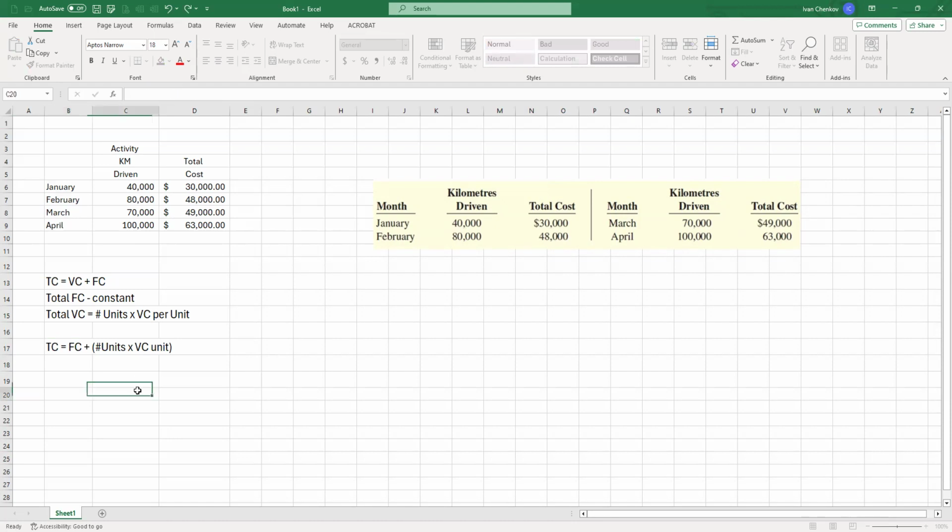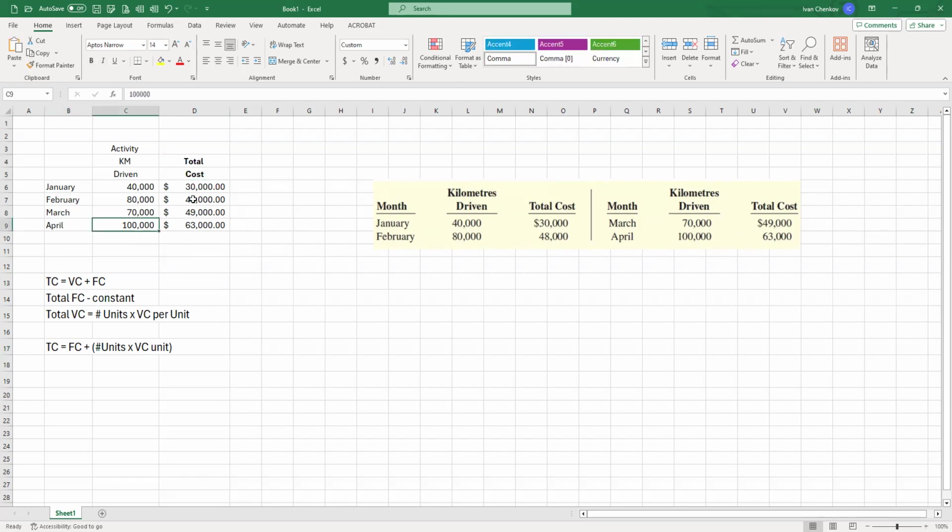Now, how can I use this high and low method in order to find out how much my variable cost per unit is, how much my fixed cost is, and how much the total cost is? The good thing is the total cost is already given to us. So I have the total cost. I have the number of units or kilometers driven here, but I don't have the variable cost per unit, and I don't have the fixed cost. How can I find those?